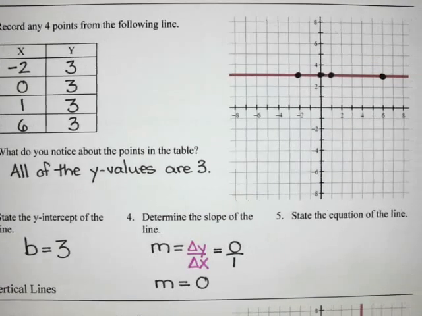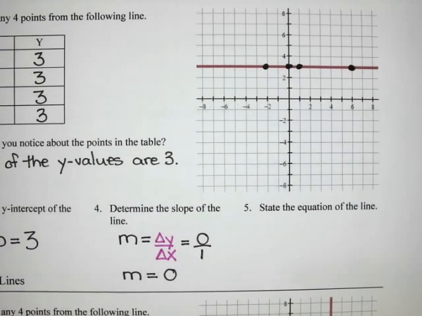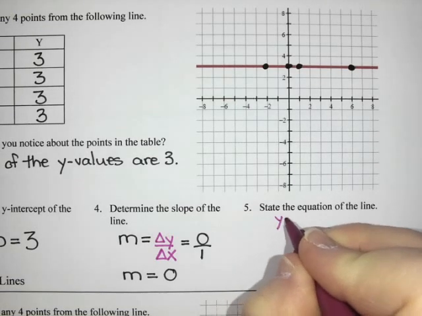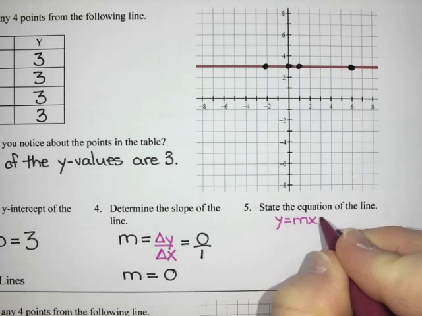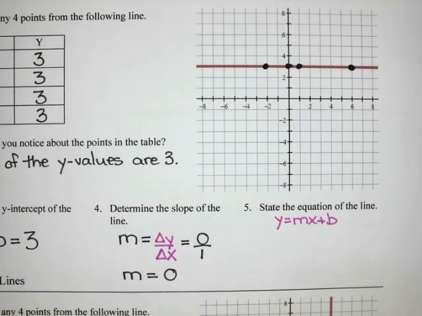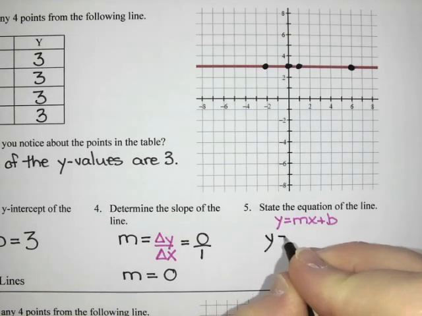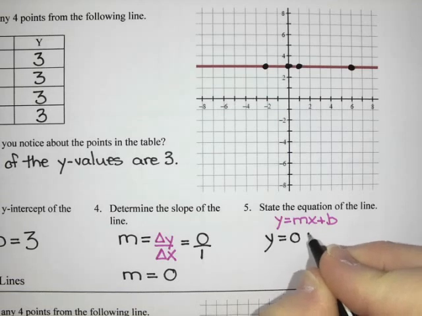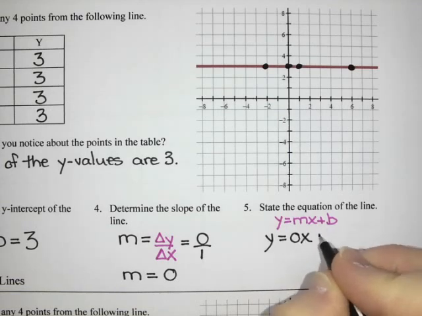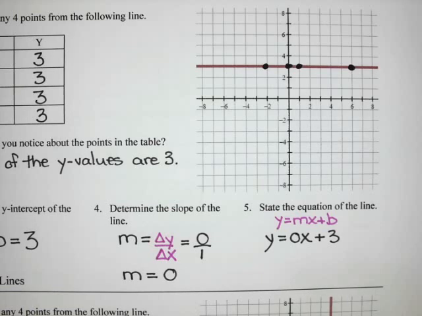Okay, so the last part says state the equation of the line. So equation of a line we've been working on has been y equals mx plus b. So I know m, the slope, and I know b, the y-intercept. So I can say y equals 0x and then plus b, so plus 3. So we could say the equation of the line is y equals 0x plus 3, and that's fine.